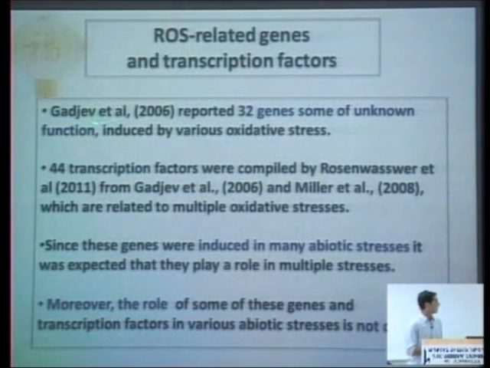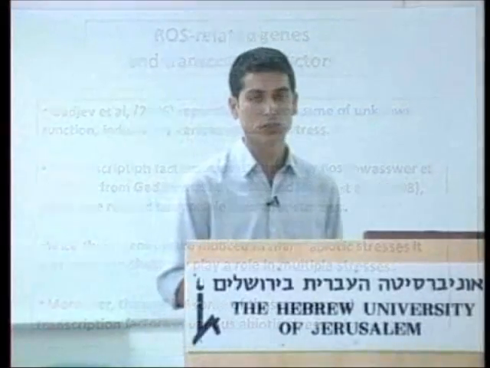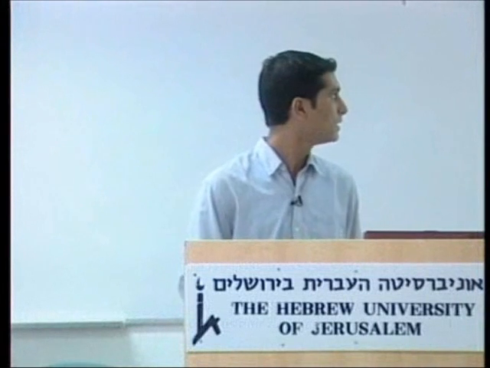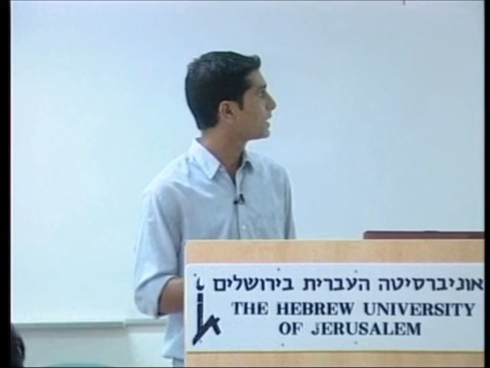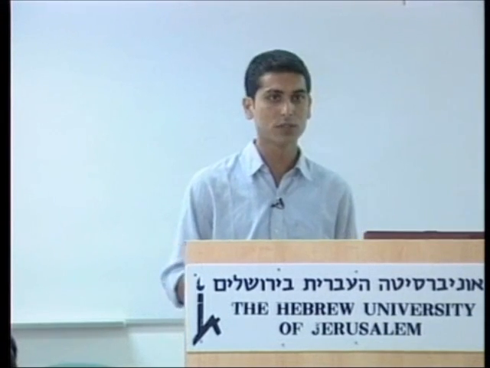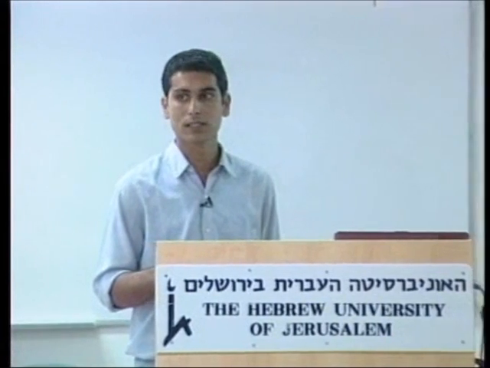Gadjev in 2006 reported 32 genes that were induced under various abiotic stresses. Among the genes, the function of some of them was still unknown. Similarly, Rosenwasser in 2011 compiled 44 transcription factors that were induced in various oxidative stresses.